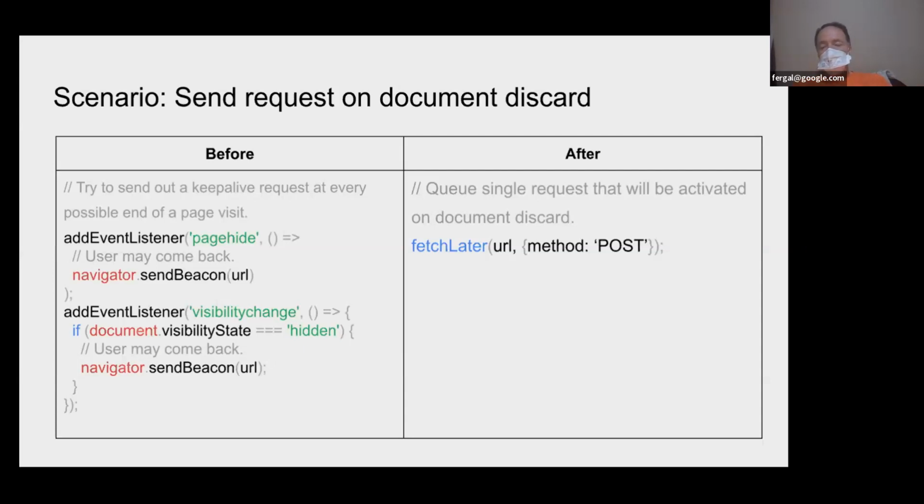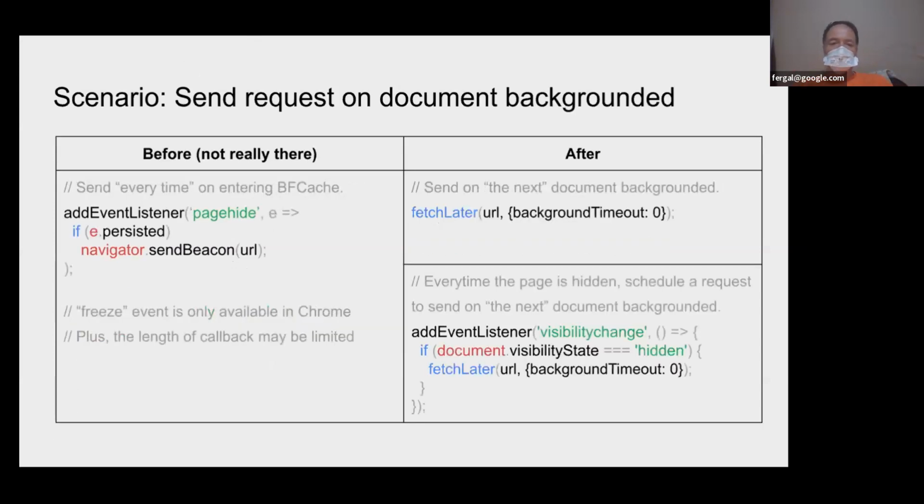So with this API, you can just say fetch later, give it a URL and some options, and your data will definitely be sent. As long as the browser process isn't killed, your data will be sent. And with the timeouts and what have you, you can control the timing of when it's sent if your JavaScript stops running.